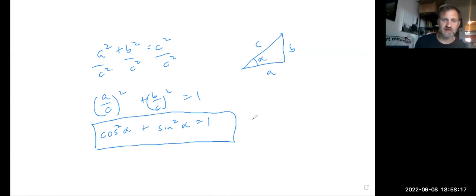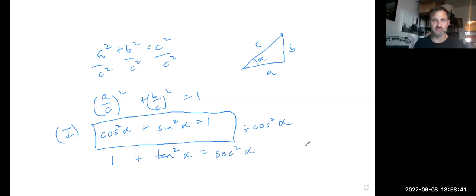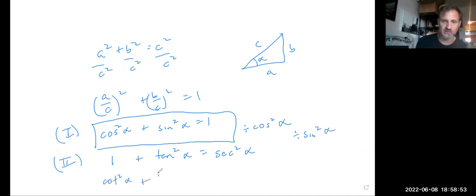Now, if I divide everything by cosine squared, so this is version 1, I get 1 plus sine over cosine, which is tangent, squared equals 1 over cosine, which is secant, squared. This is a second version of the Pythagorean theorem in trig. And you guessed it, if I divide by sine squared, I get the third version: cotangent squared plus 1 equals cosecant squared. So those are 3 versions of the Pythagorean theorem.